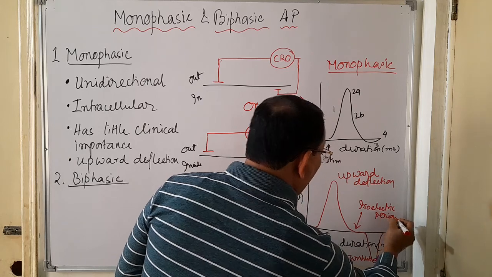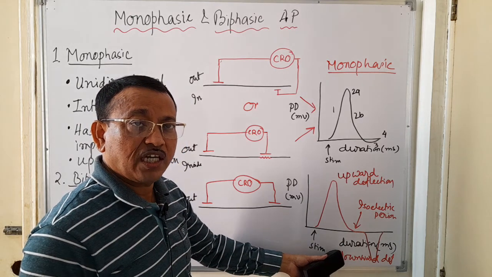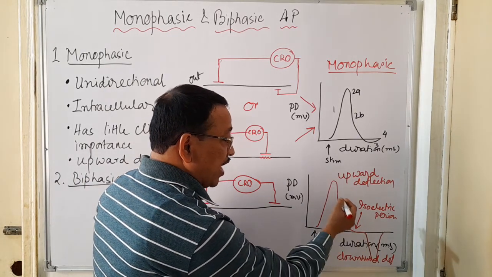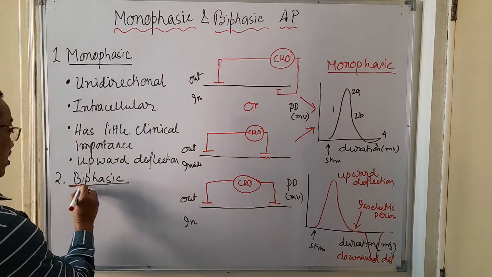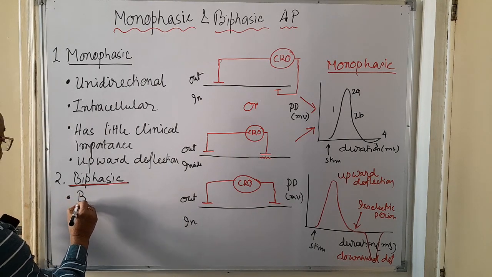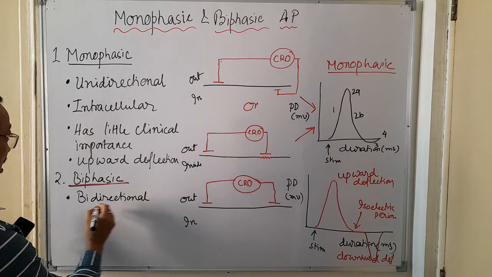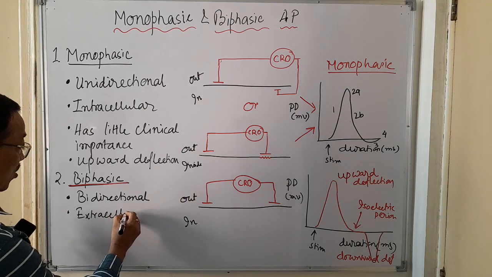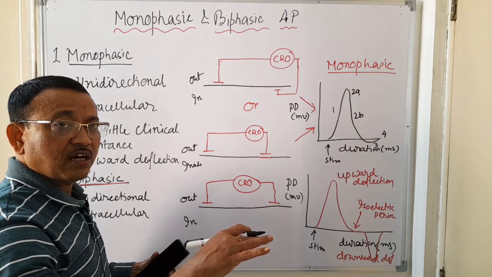So in between the upward and the downward deflections of the action potential, there is a very short isoelectric period. And as in this case the action potential is recorded in both directions, it is known as the biphasic action potential. It is the bidirectional recording. And in this case it is entirely extracellular recording, because here you see both the electrodes are placed on the extracellular surface of the cell membrane.